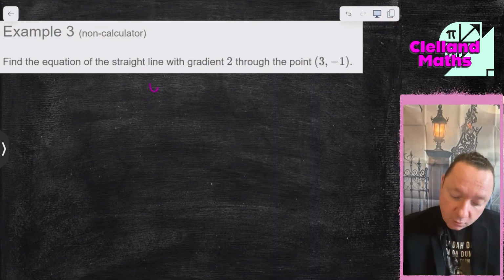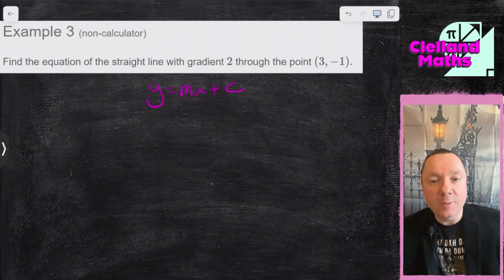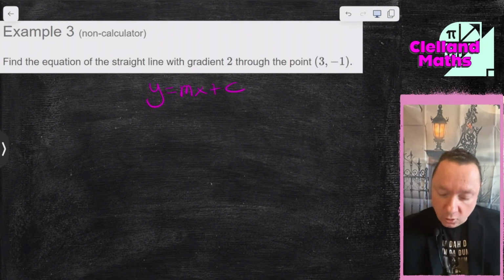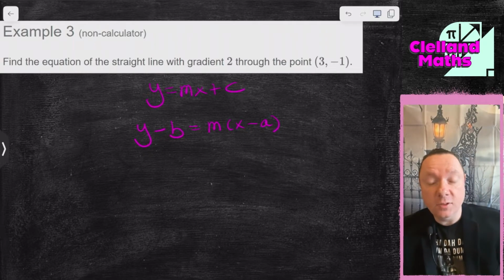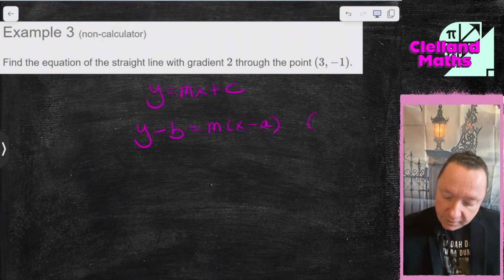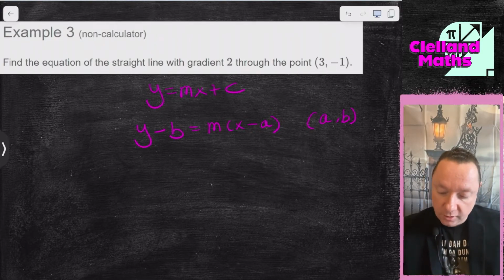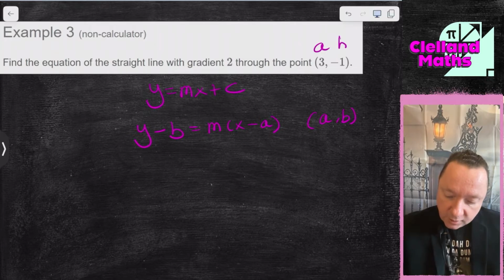Now I could use y equals mx plus c every single time. And the reason I'm not going to do that is because later on in Higher maths, or when there are fractions in the gradient, it's easy to use another formula. And the formula I'm always going to use is y minus b equals m(x minus a). Now it's the equivalent, it gives you the same answer. And a and b is just a point, and our gradient is our gradient. So we just call this a and this b.